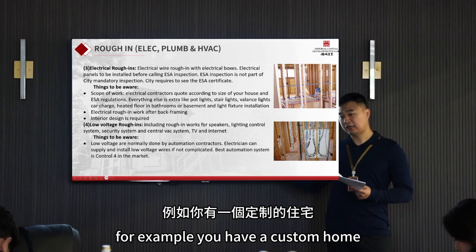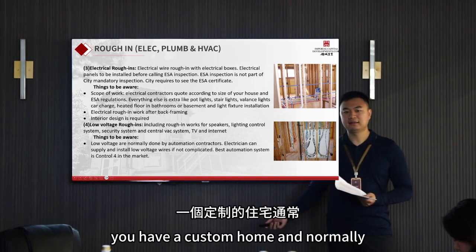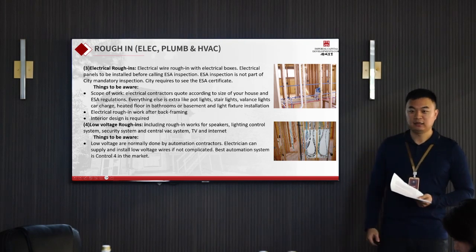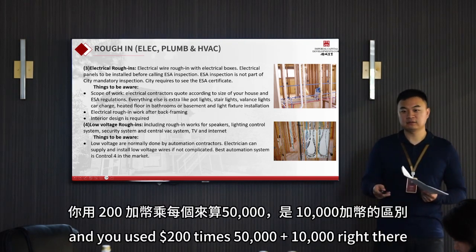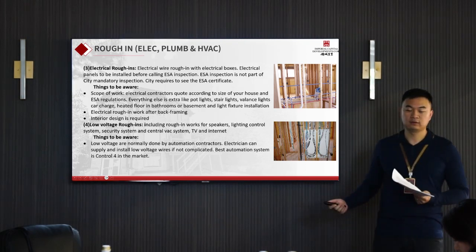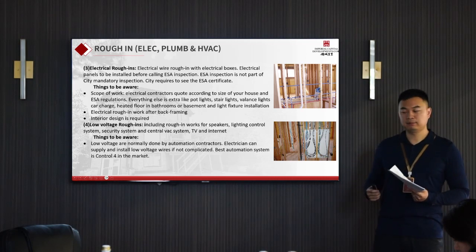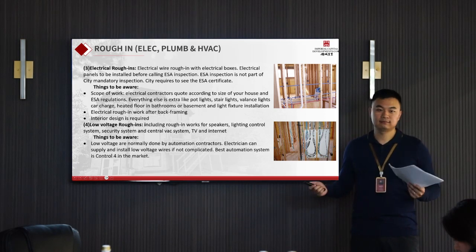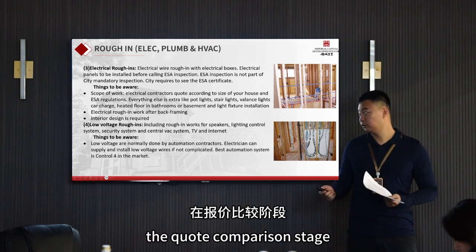For example, you have a custom home, and normally there will be at least 200 pot lights in your house. You use $50 times 200, that's $10,000 right there. So that's the kind of game they play. So you always have to compare apples to apples during the quote comparison stage.